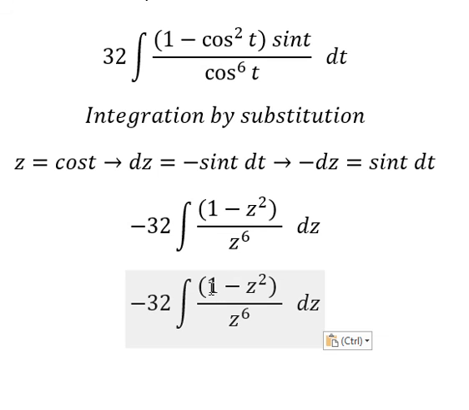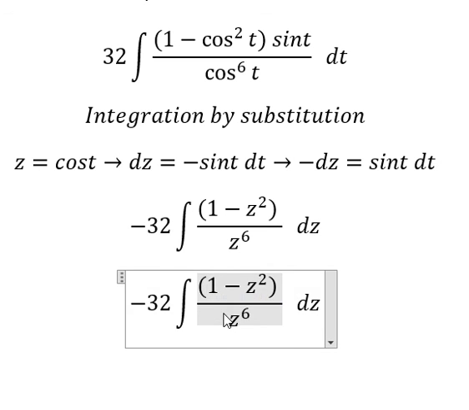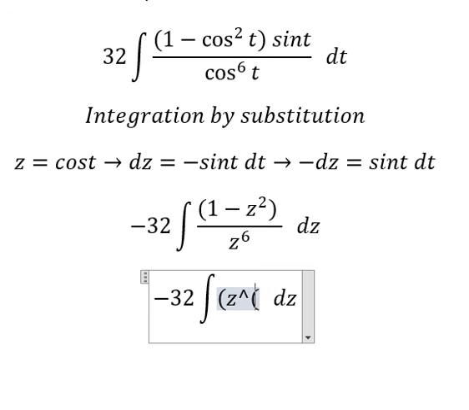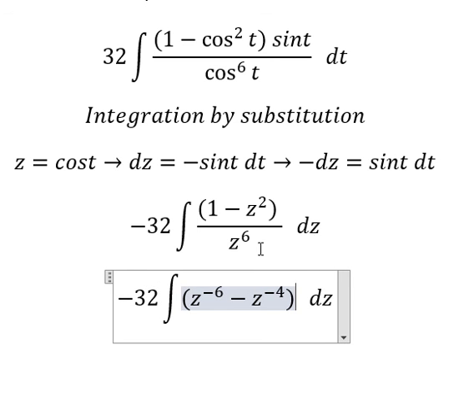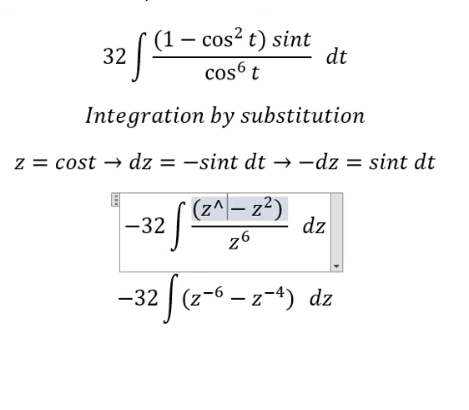Now we have 1 divided by z to the power of 6, and z squared divided by z to the power of 6. So you get z to the power of negative 6 minus z to the power of negative 4, because 2 minus 6 you get negative 4. This one we don't have z, that's z to the power of 0. 0 minus 6, you get negative 6.